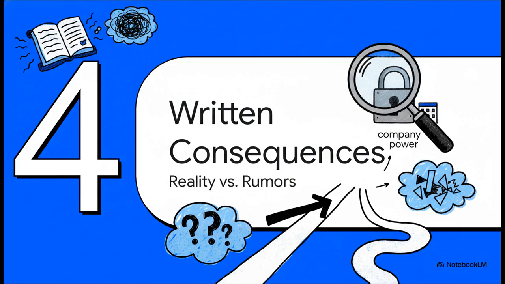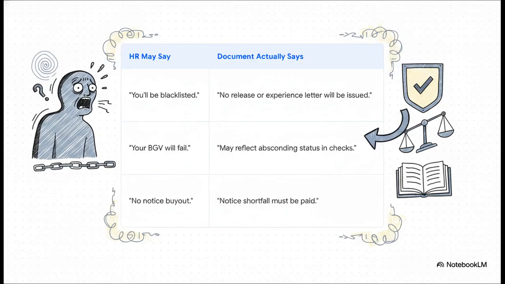All right, now we're getting to the really crucial part. What are the actual consequences? And I mean the written consequences. We're going to separate reality from rumors. The big question is, what does the document itself say the company is allowed to do? This is where things get really interesting.